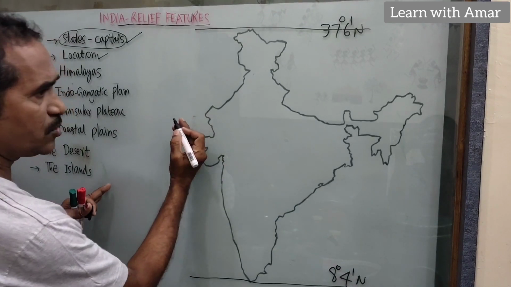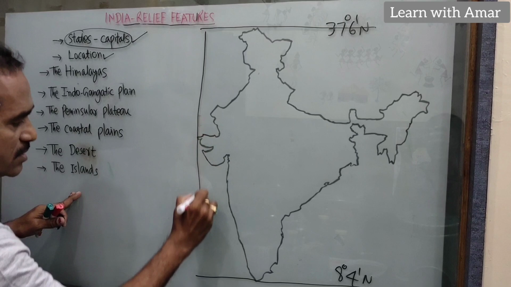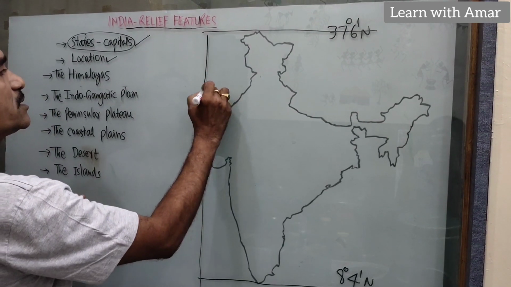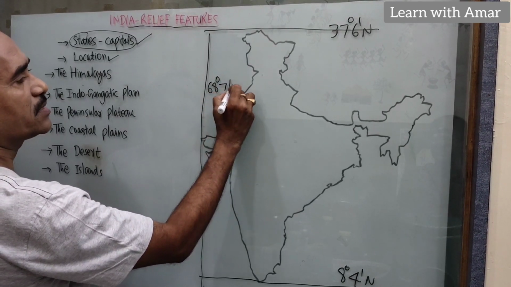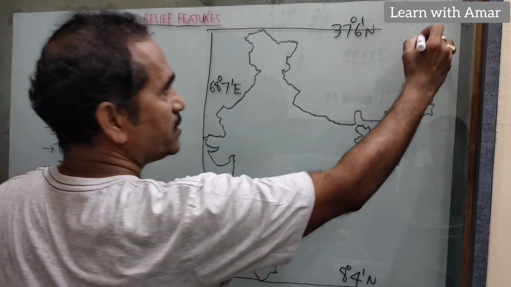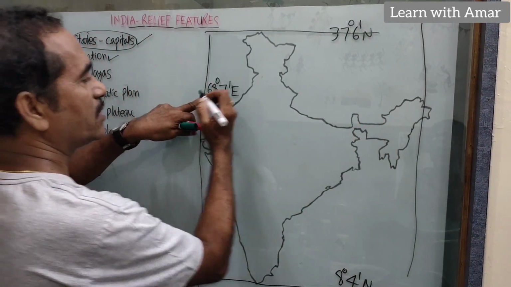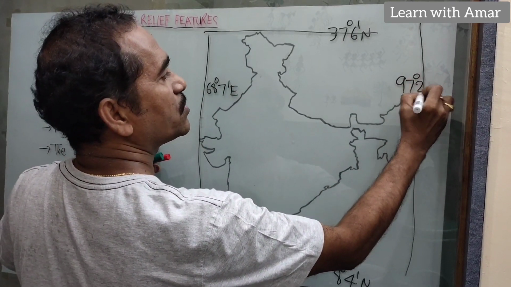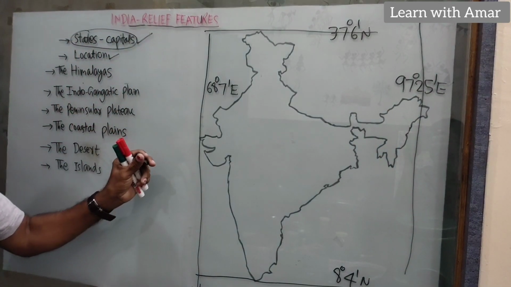And westmost and eastmost, they may ask you in the examination. This is the westmost longitude. Westmost is 68 degrees and 7 minutes east longitude, and eastmost is almost 90 degrees. See, almost 68. So it is 97 degrees 25 minutes east longitude. These are the coordinates of India.